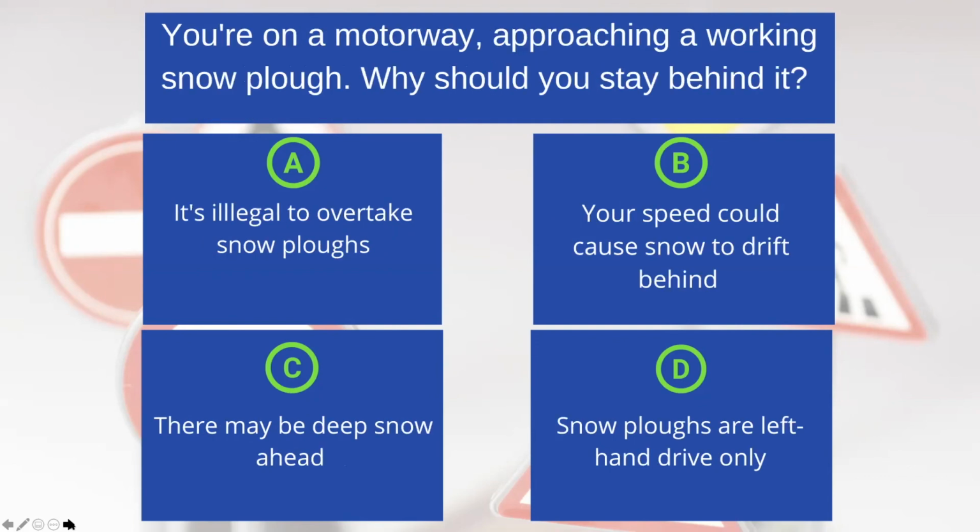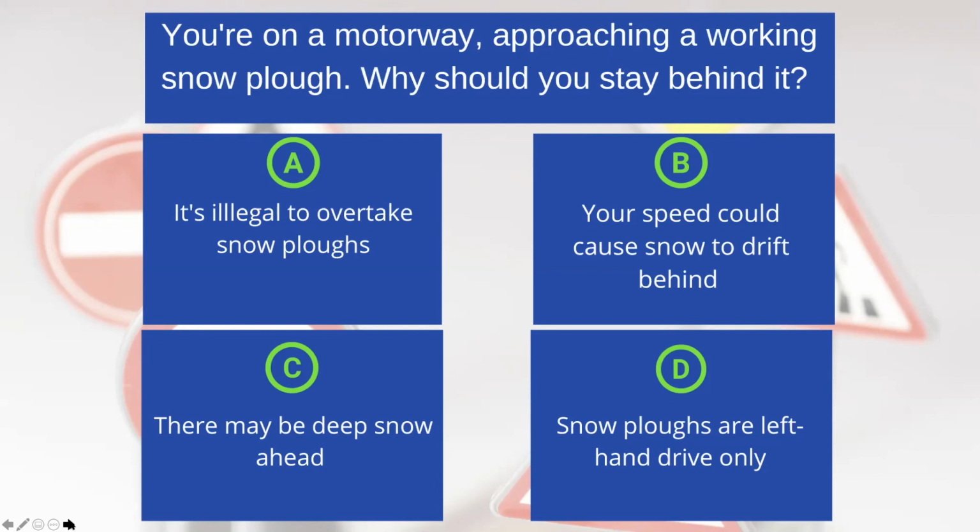You're on a motorway approaching a working snow plough. Why should you stay behind it? So what do you think the answer is going to be here? Why would you stay behind, or why should you stay behind a working snow plough? What's the snow plough doing there? Would the answer be A, it's illegal to overtake snow ploughs? B, your speed could cause snow to drift behind? C, there may be deep snow ahead? Or D, snow ploughs are left-hand drive only?